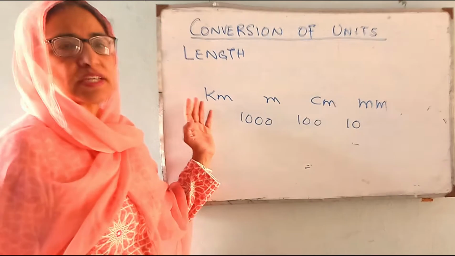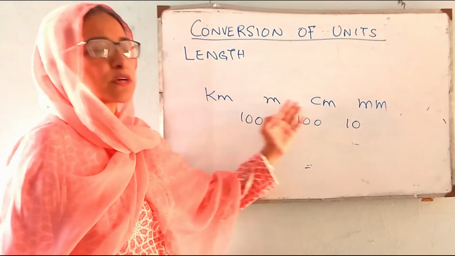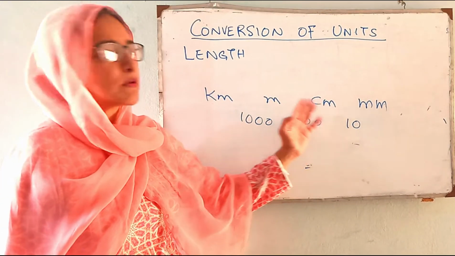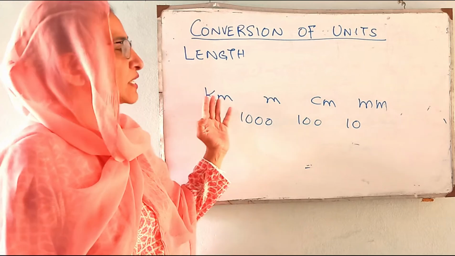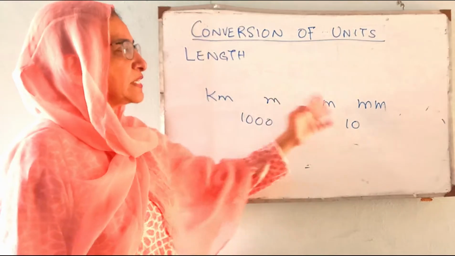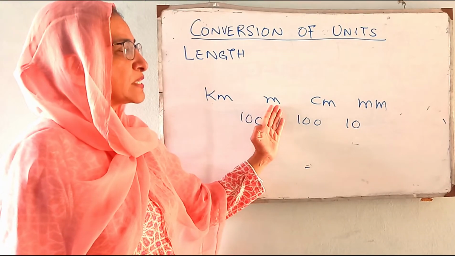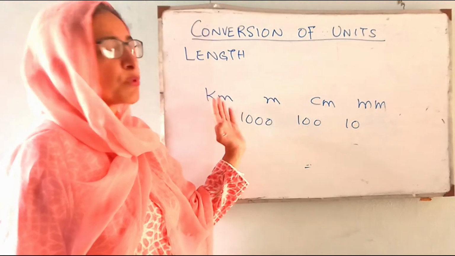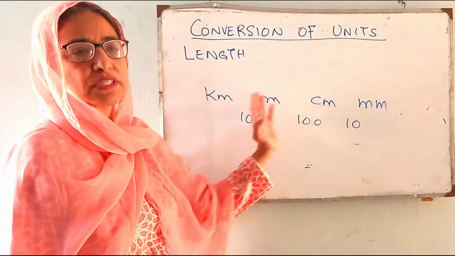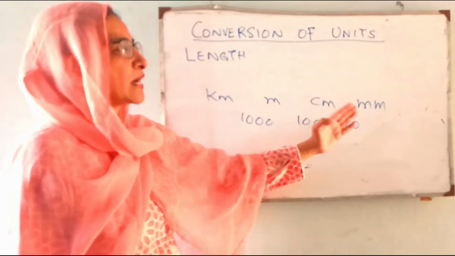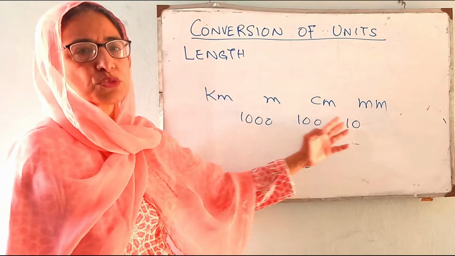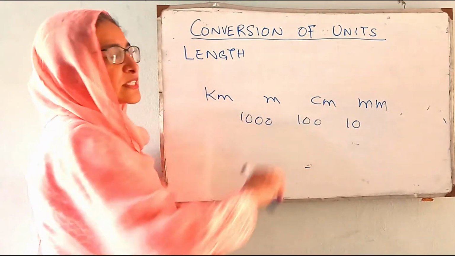Now, as you can see, these values are going in descending order. By descending order, I mean that among these four, kilometer is the biggest. Then meter is smaller than kilometer. Then centimeter is smaller than meter, and millimeter is the smallest one. So we are going in descending order.